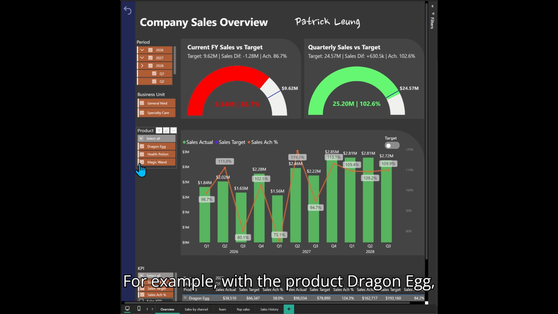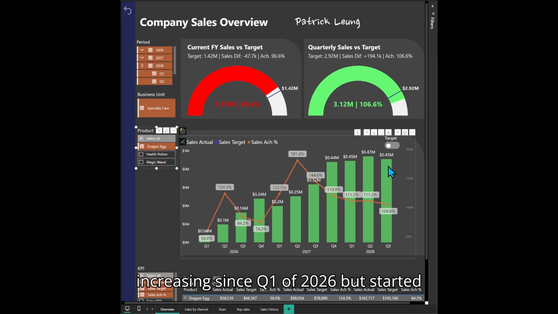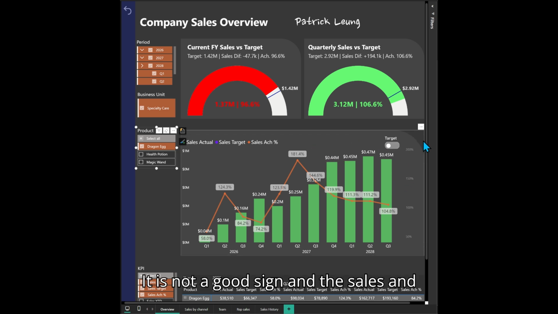For example, with the product Dragon Egg, we can observe that sales have been increasing since Q1 of 2026 but started to plateau in 2028. It is not a good sign, and the sales and marketing team should identify the reason and deliver action plan to drive growth.